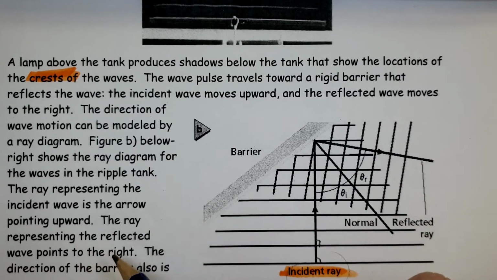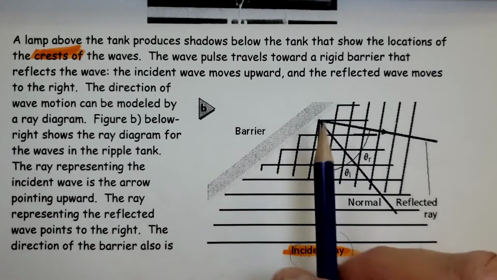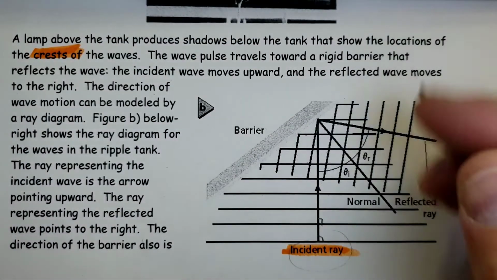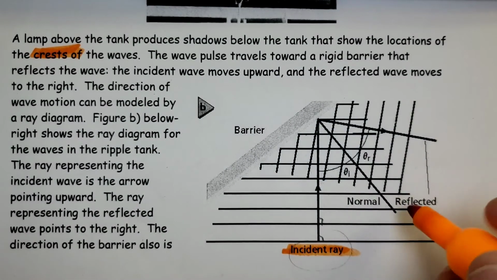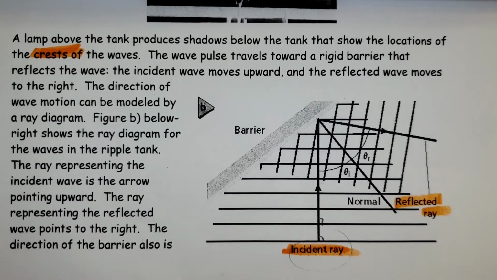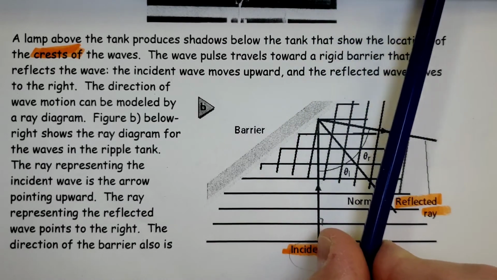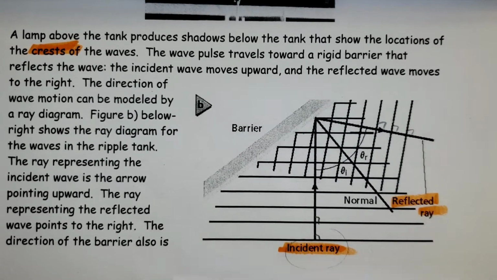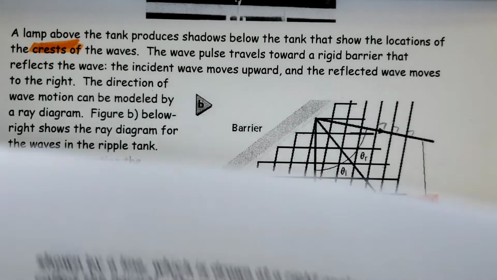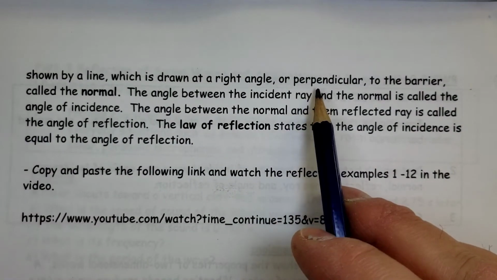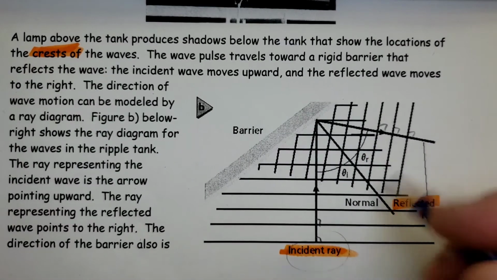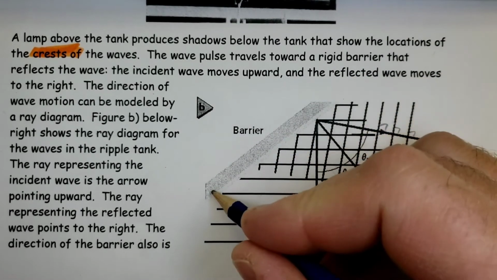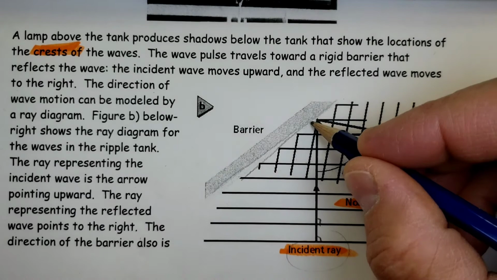Okay, the ray representing the reflected wave points to the right. So the waves come up this way, and then they reflect off, and you can see they're moving this way. So the reflected ray shows the direction that the reflected waves go, because you can see the waves here lined up with the pencil. And that is also drawn perpendicular to the waves themselves. The direction of the barrier is also shown by a line which is drawn at a right angle, or perpendicular, to the barrier, called the normal. So here we have the normal here, and if this is my barrier, the normal is drawn perpendicular.